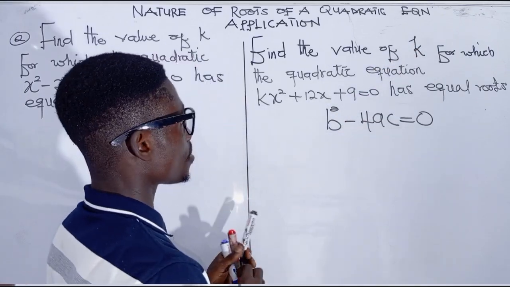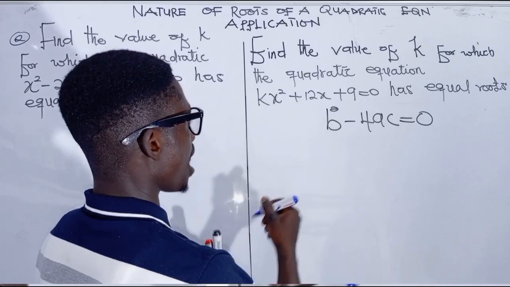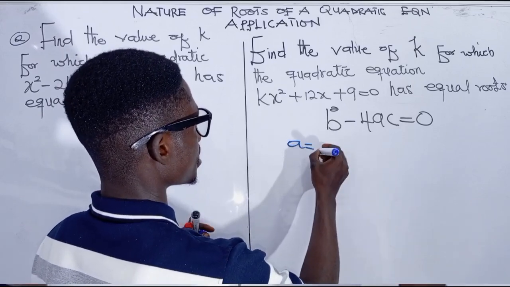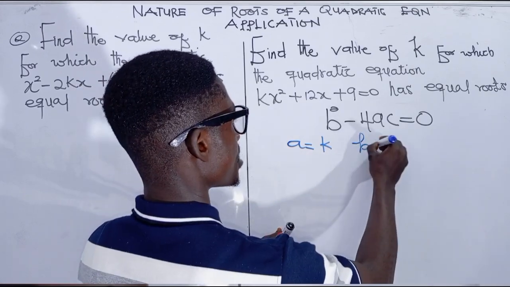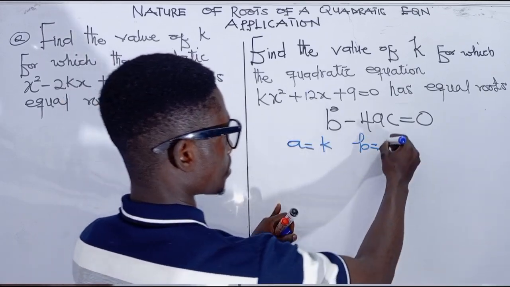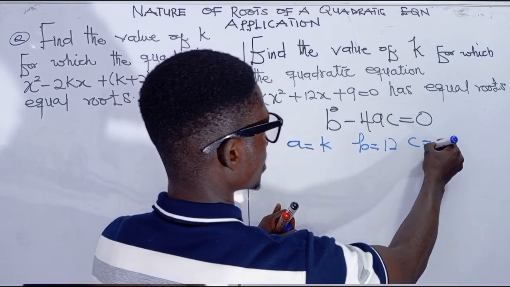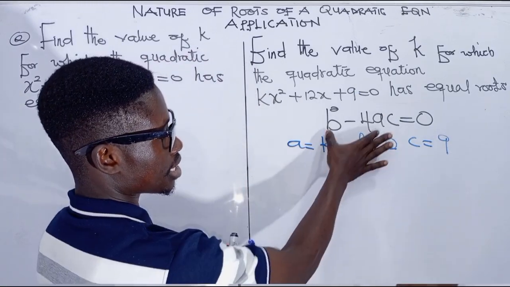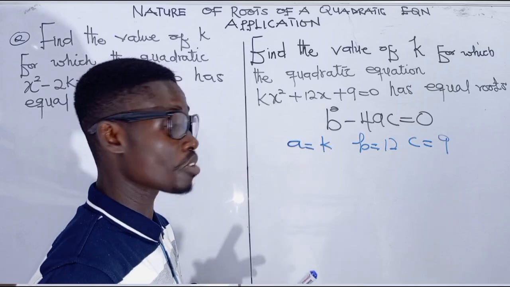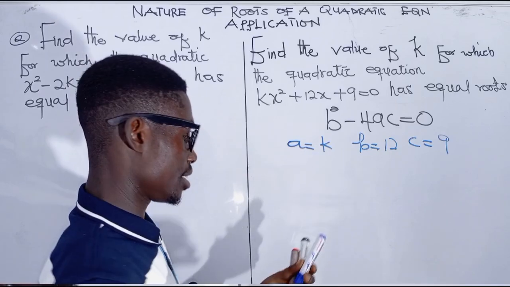As easy as a, b, c, d. So from this quadratic equation, our a is equal to what? The coefficient of x squared, which is k. Our b is the coefficient of x, which is what? 12. And then our c is the constant, which is 9. So we are going to substitute this into the discriminant to solve for the value of k.